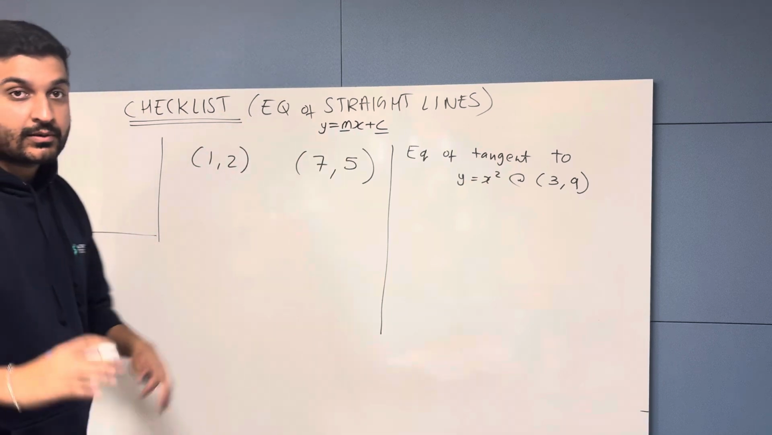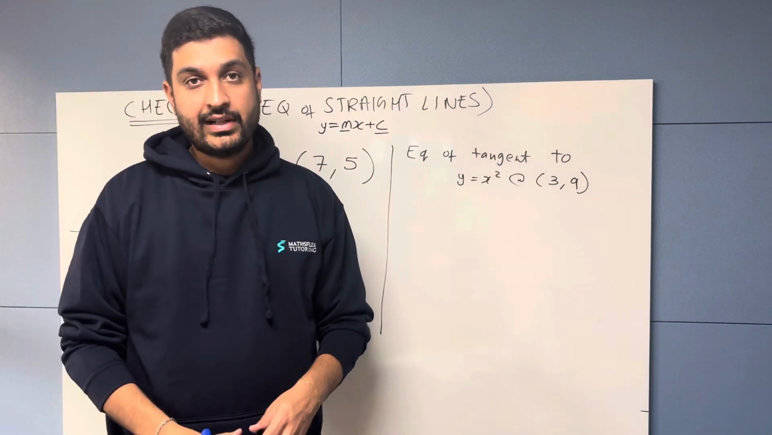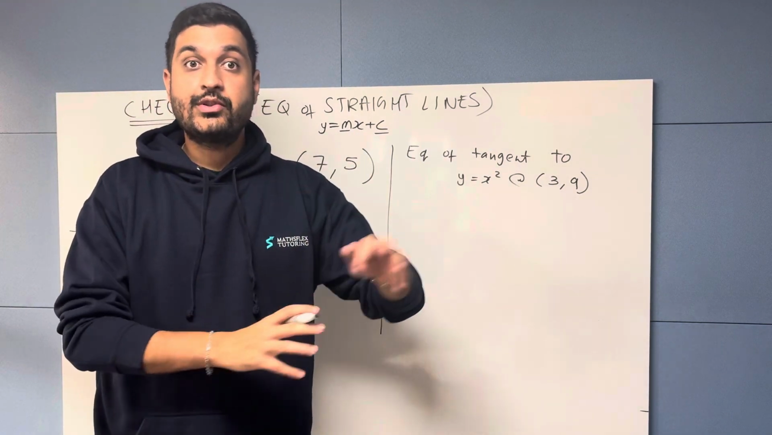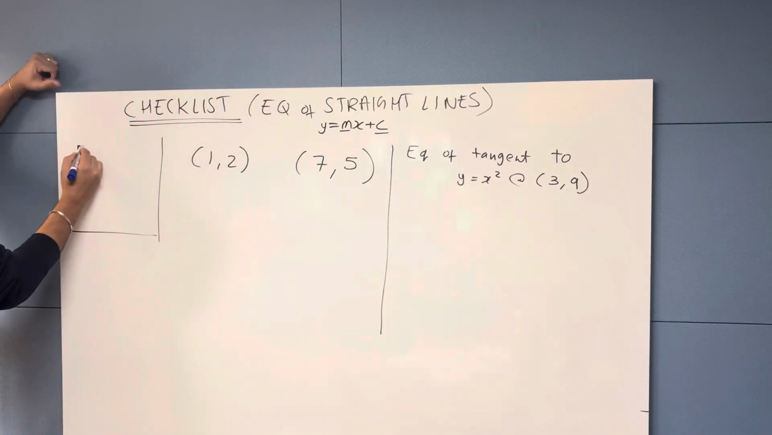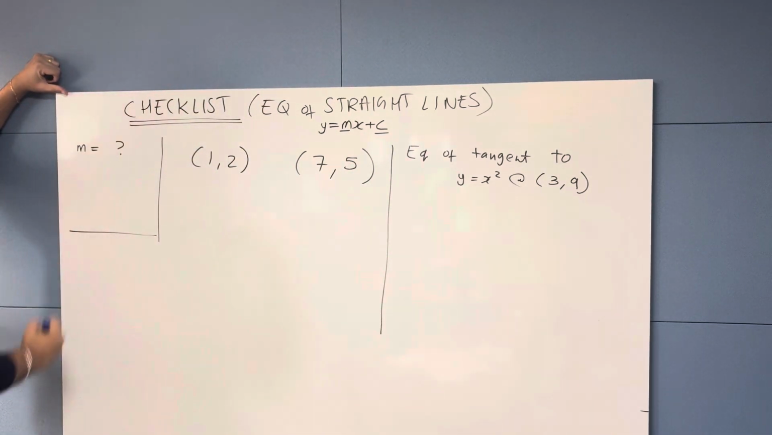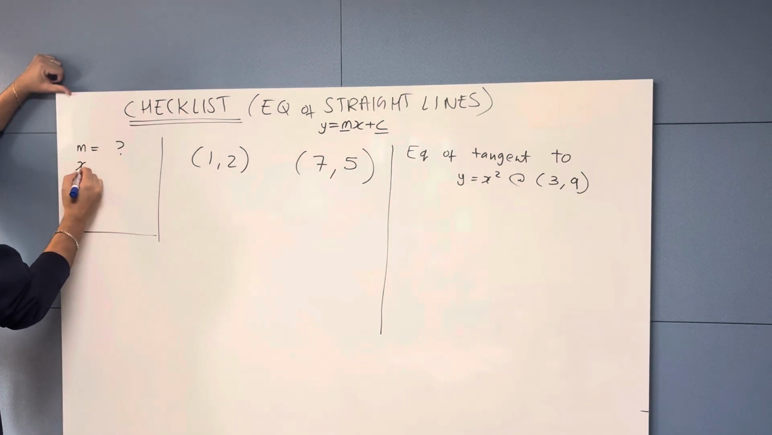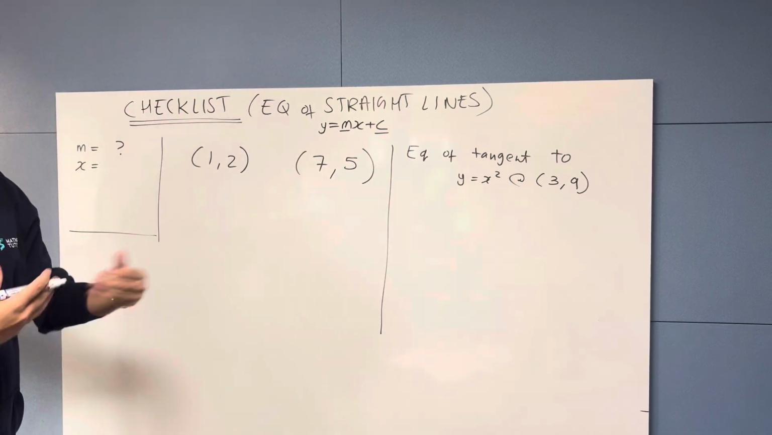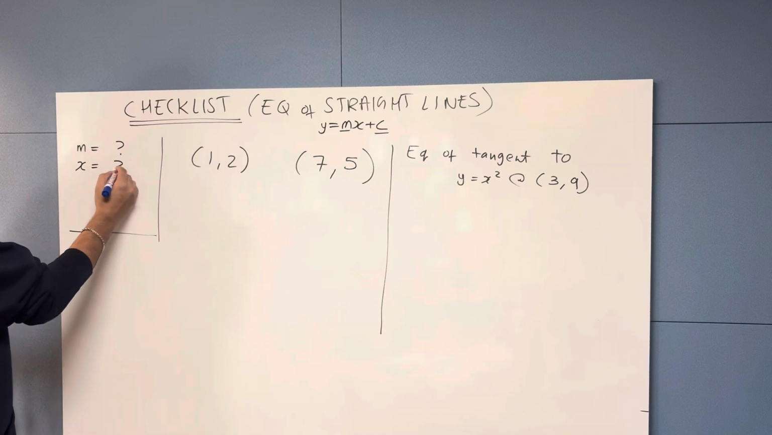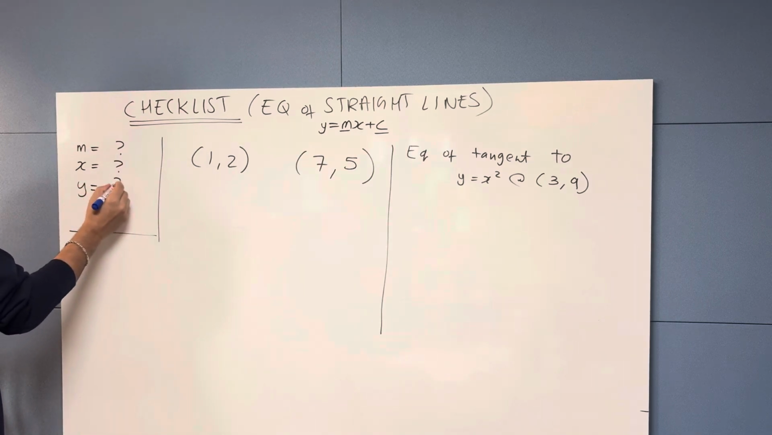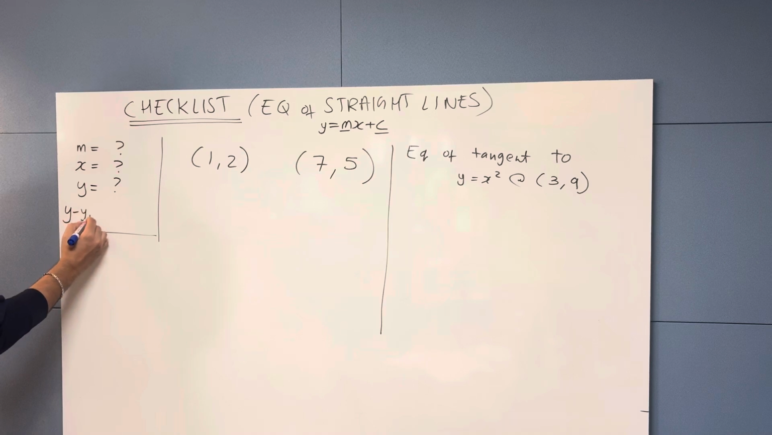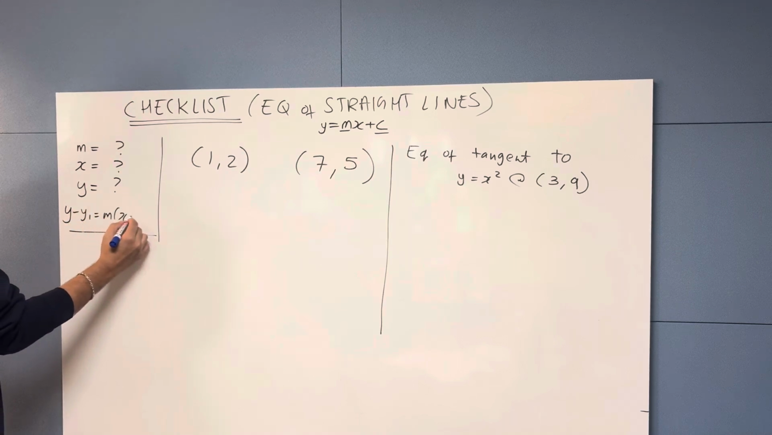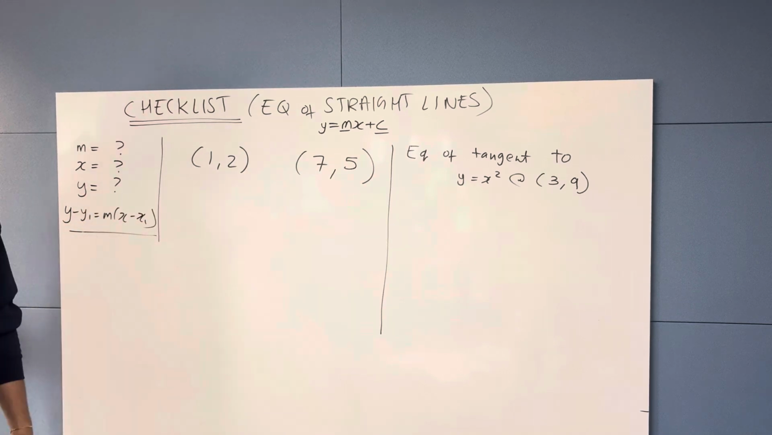Every time you're asked a question to find the equation of a straight line, or the equation of a tangent or a normal to a curve, which are straight lines, just focus on this. Do I have the gradient at that point? Do I have an x value which is related to a point that is relevant to me? And do I have a y value? If I have these three things, then I'm going to use this formula here, which will get me to the equation of the straight line.